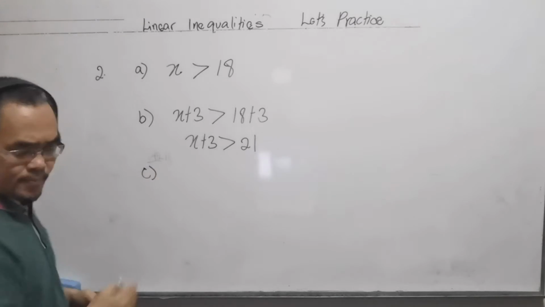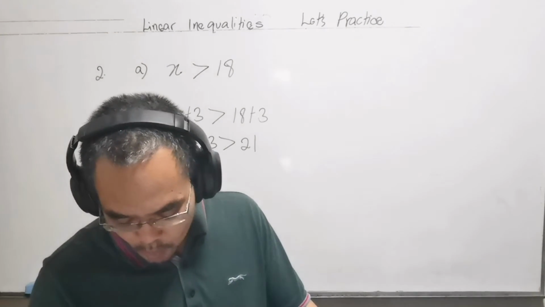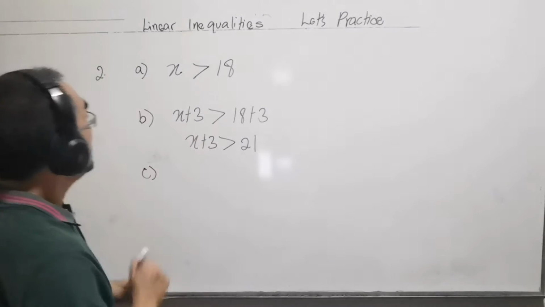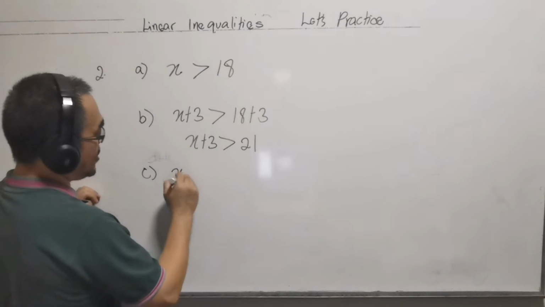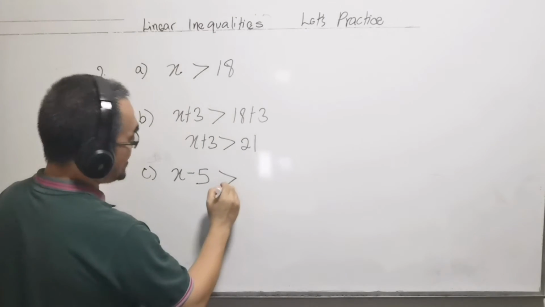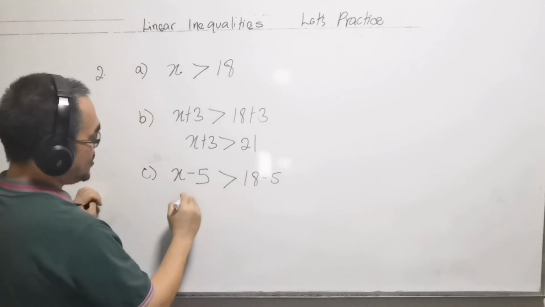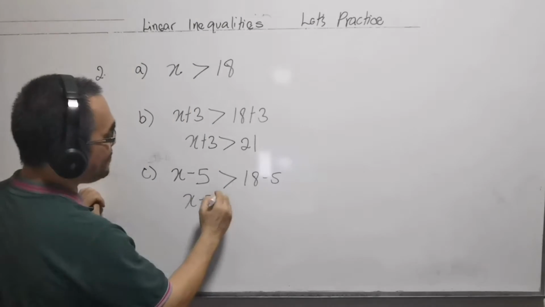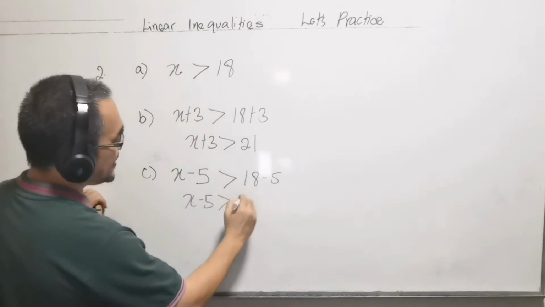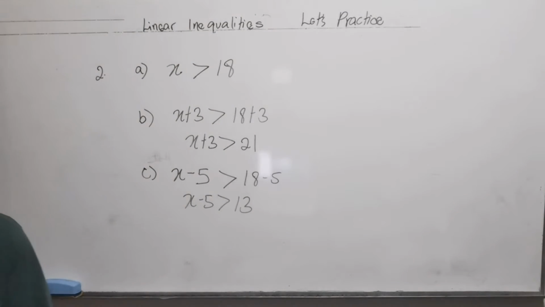And C, 5 years ago, her age was X minus 5 and is still larger than 18 minus 5. So X minus 5 is larger than 13.